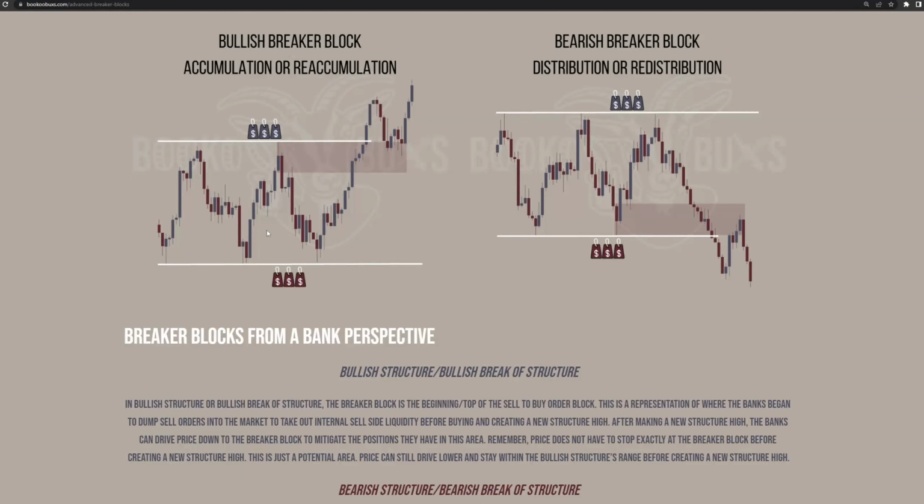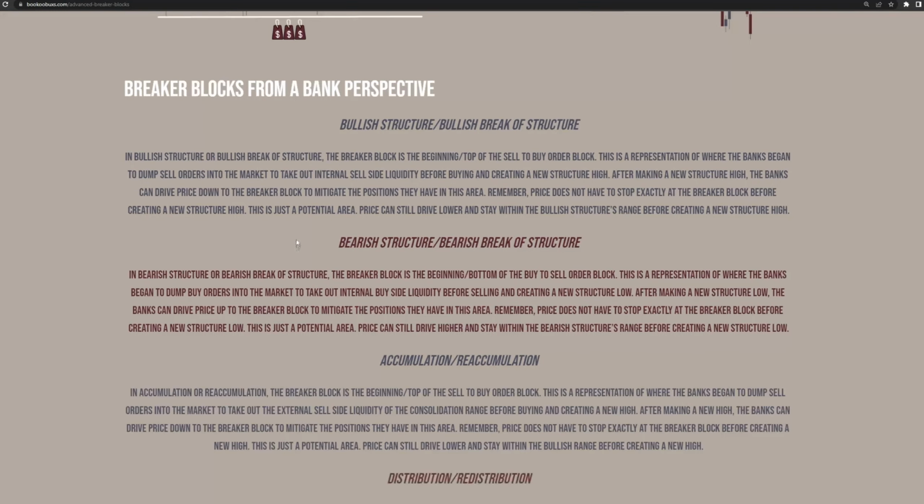This is the closest thing SMC will do to break and retest. The closest thing to it, but as I explained right now, even though it looks like a break and retest, it really isn't when you really understand it from an order perspective. But this is what this is. Breaker blocks from a bank perspective.